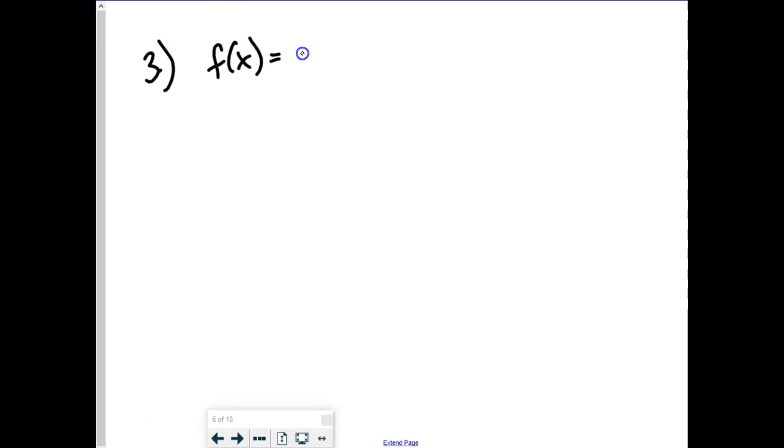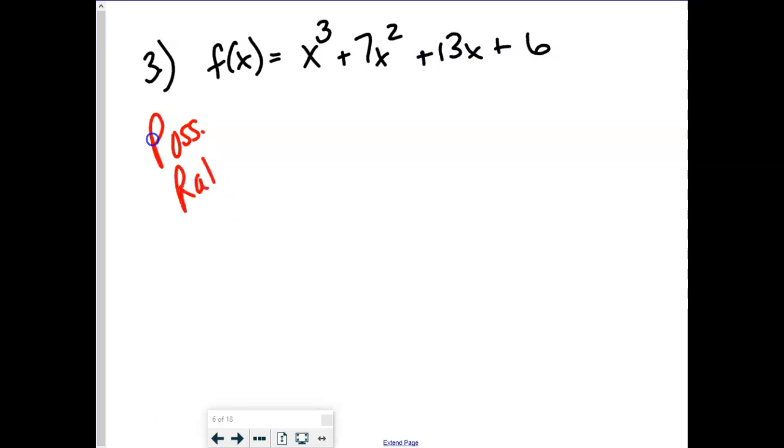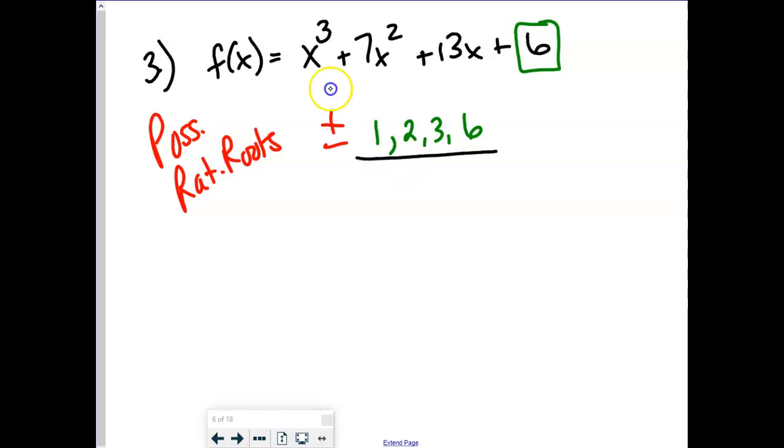So f of x equals x to the third plus 7x squared plus 13x plus 6. So the possible rational roots is that plus and minus list. All right, ready? Give me all your factors for your constant. What are they? 1 and 2 and 3 and 6. Yeah. And then you're going to divide it by the lead coefficient factors. Well, that's super boring because you're just going to divide it by 1. So your list of possible rational roots is positive and negative, 1 or 2 or 3 or 6.